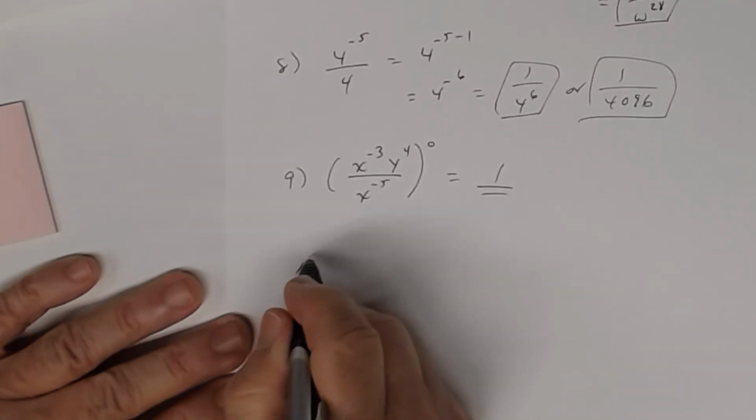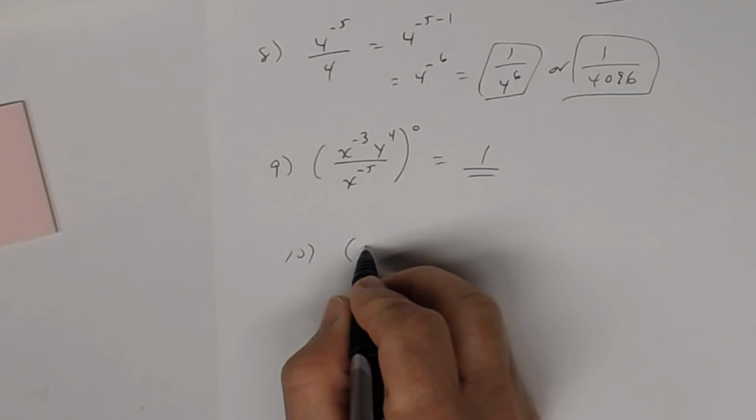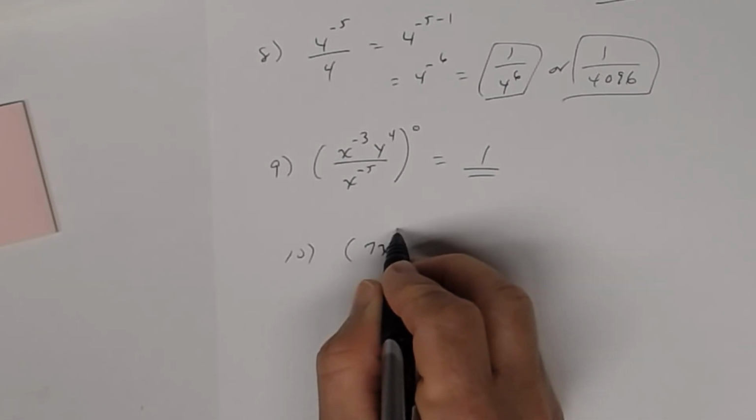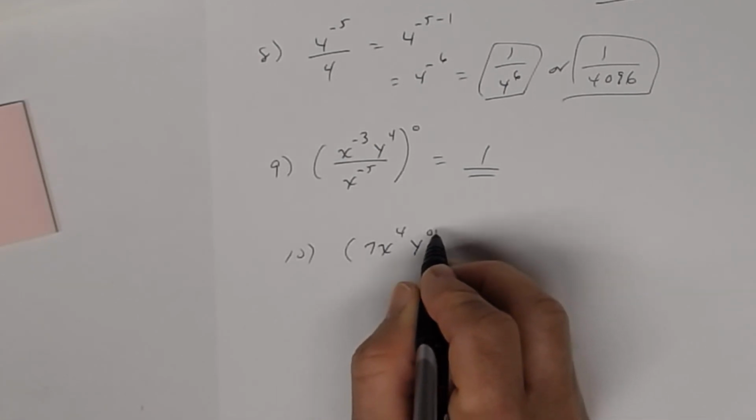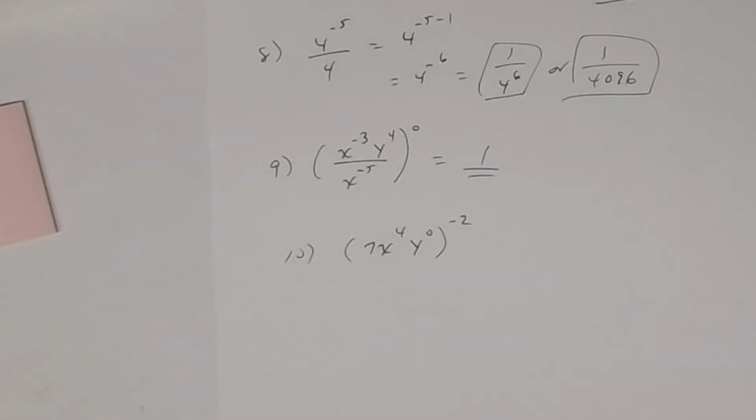Okay, let's go to number 10, though. So number 10, let's suppose I had 7x to the 4th, y to the 0, all raised to the negative second power. Suppose I had that.